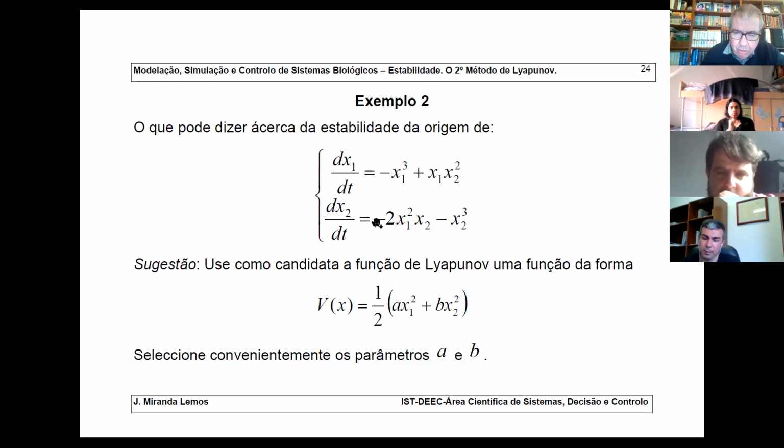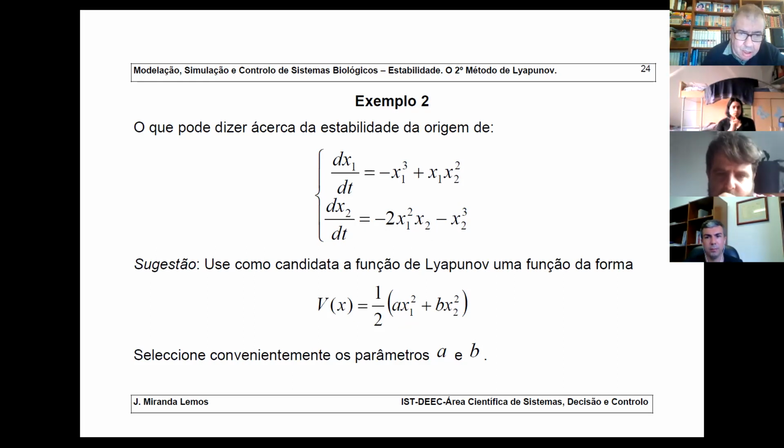Let's see if you are able to solve a problem. I want to prove that the origin is an equilibrium point, asymptotically stable or at least a stable equilibrium point for this system of equations. And I tried this family of candidate Lyapunov functions, where A and B must be positive. You can select them in a convenient way.